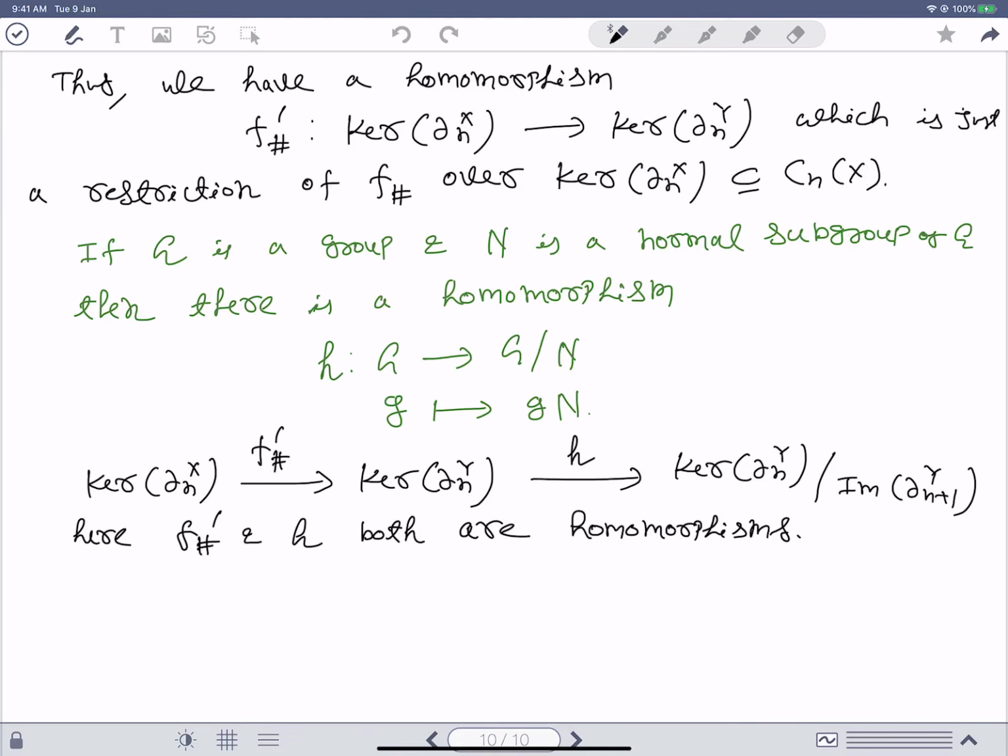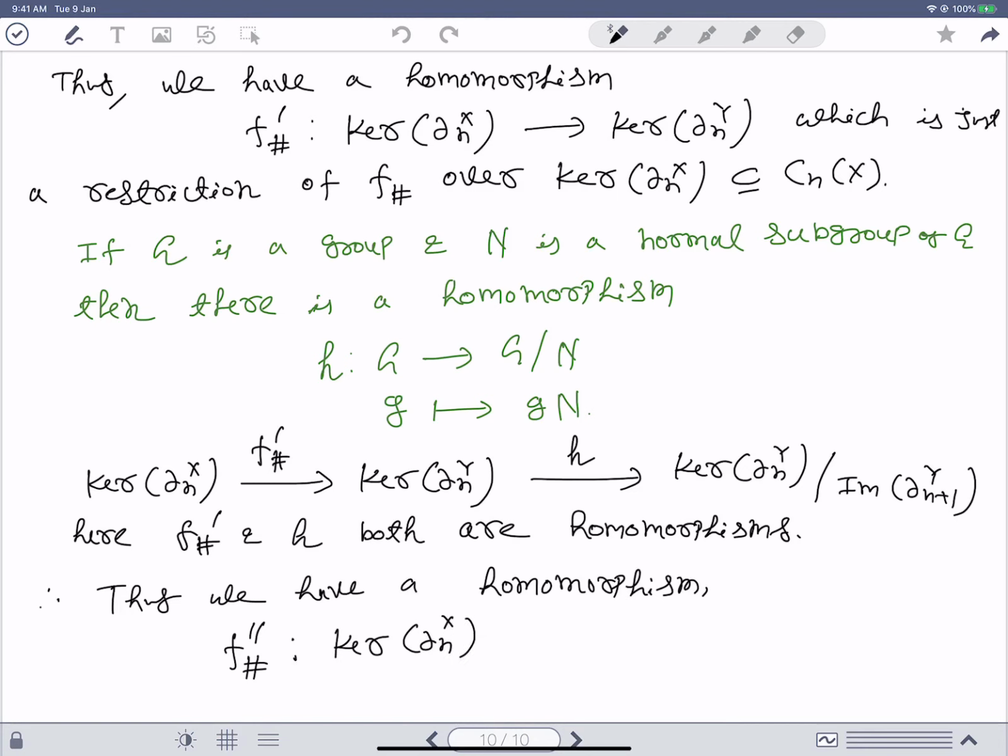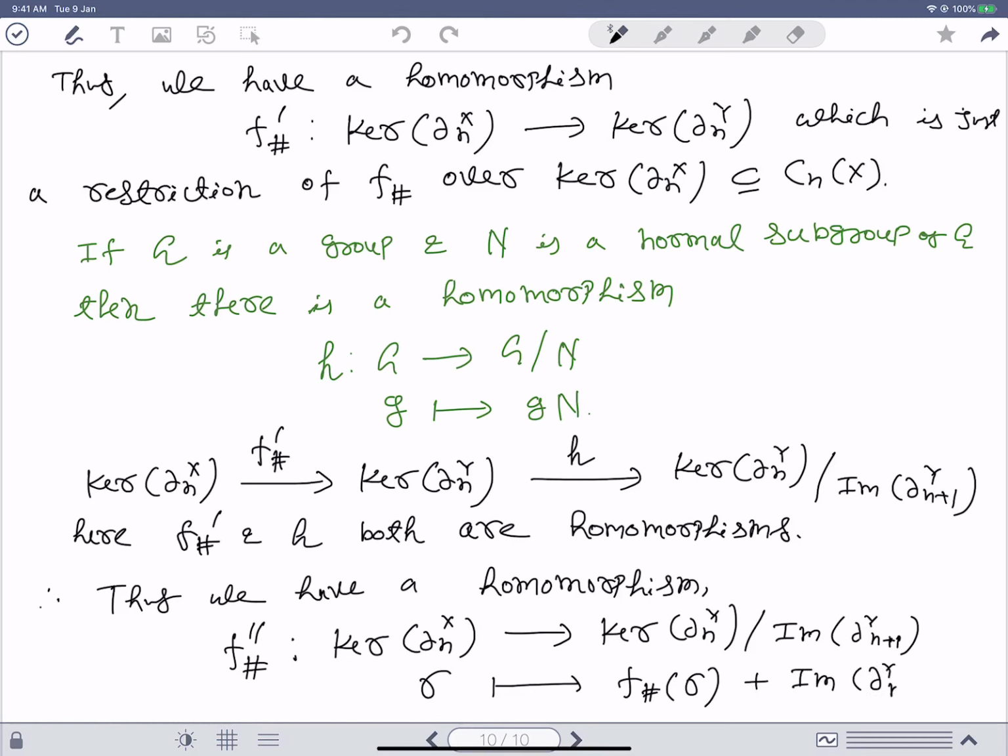Right? So we have a homomorphism. We can write f hat double dash from kernel of del n x to kernel of del n y quotient with image of del n plus 1 y, such that sigma goes to f hat sigma plus image of del n plus 1 y.